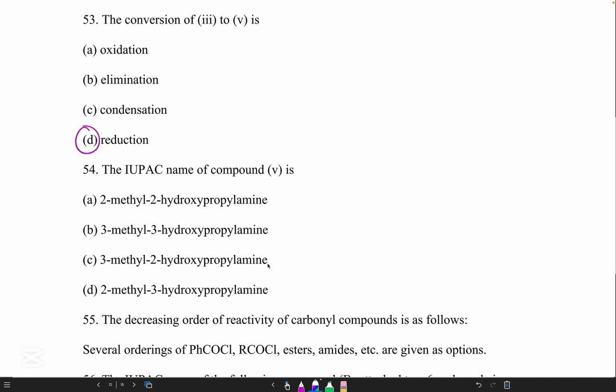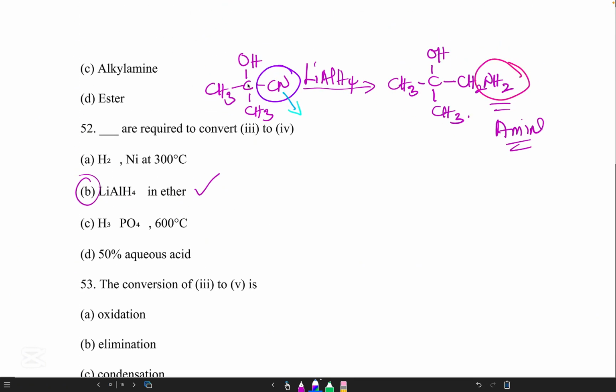So the next one: what is the IUPAC name of the compound V? This is your V. It's very easy. How do you name this compound? This is 1, 2, 3. Of course, the amine group is taking priority, which will be 1, 2. So we have 2-hydroxy, 2-methyl propylamine.